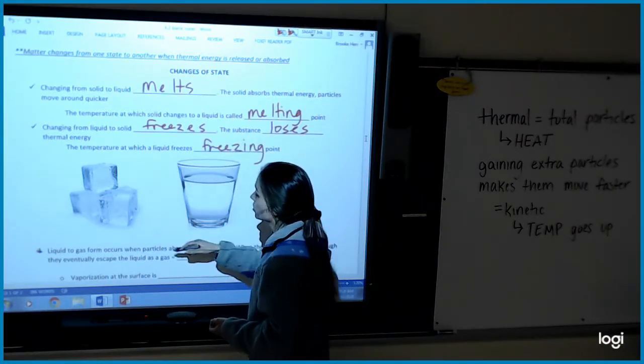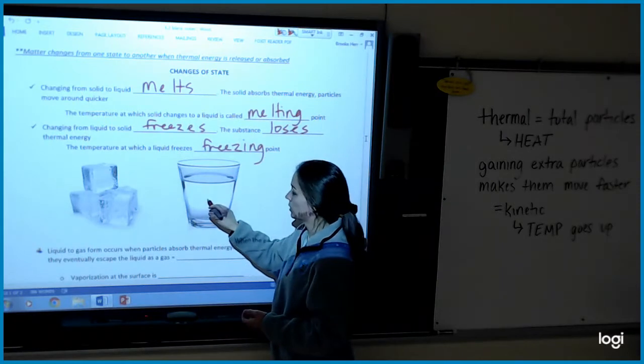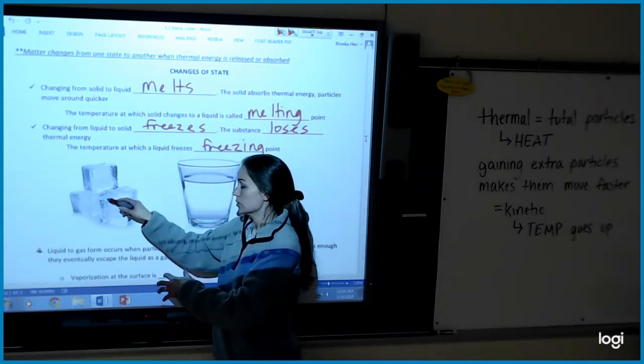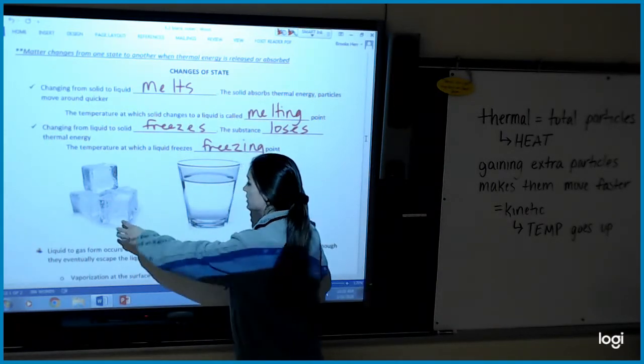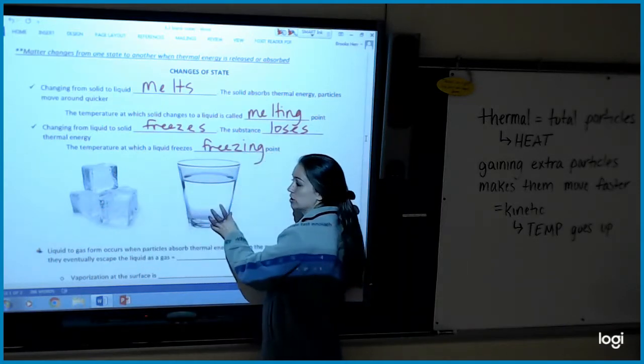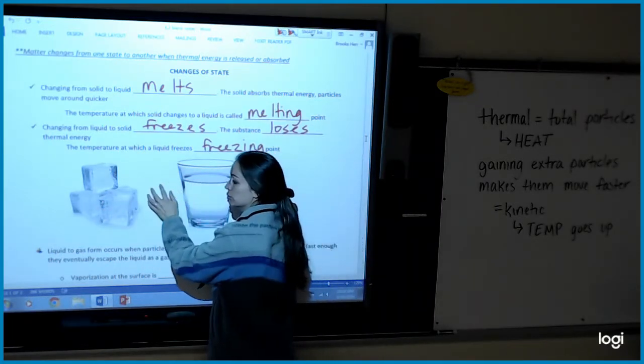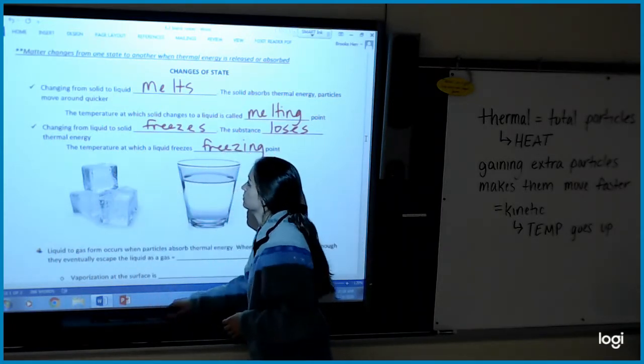Okay? So we have going from a solid to a liquid, or going from a liquid to a solid. Okay? This is going to gain thermal energy. This is going to lose thermal energy.